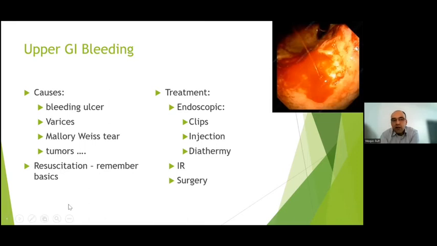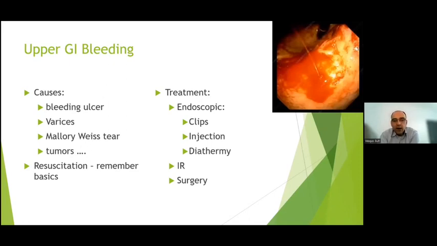And always remember, the first step is resuscitation. So you need to give the patient fluids, you need to replace their blood, treat any underlying cause if you can. And then the first line of treatment is endoscopy. You can put endoscopic clips to control the bleeding. You can inject with adrenaline. You can use gold probe to diathermy the vessel. This is not true for varices. For varices, you will have to band them or inject cyanoacrylate glue.